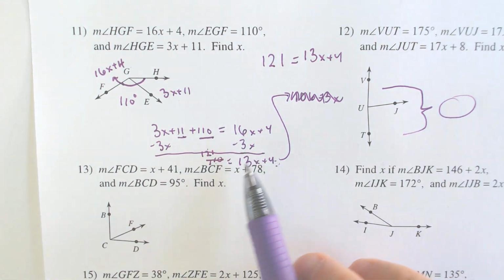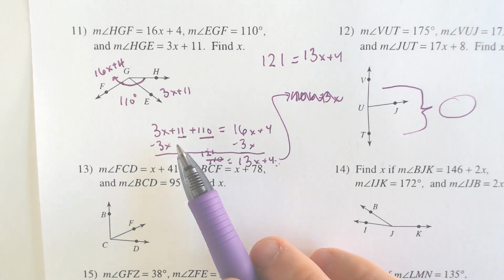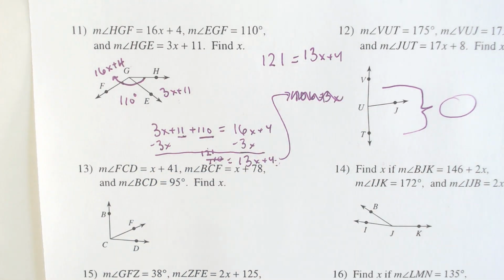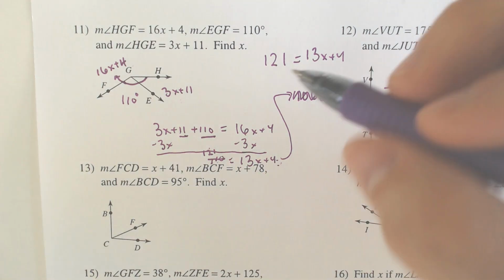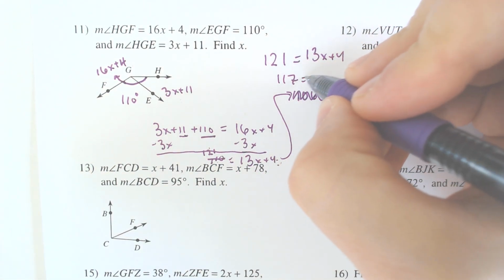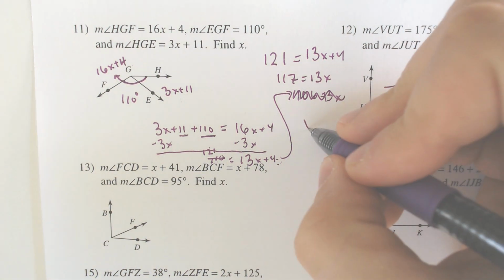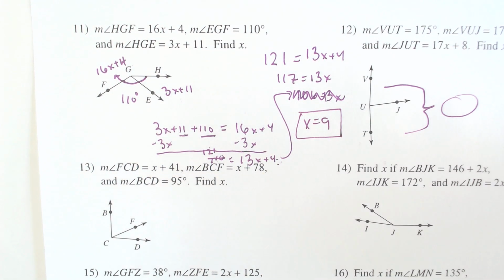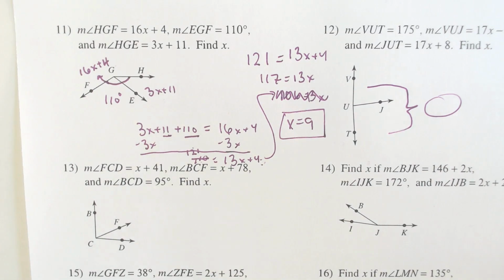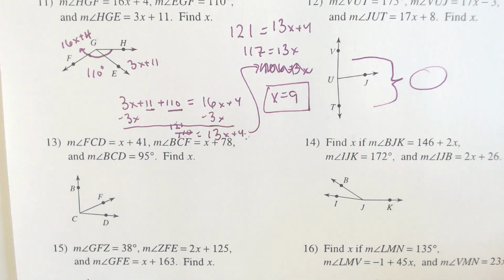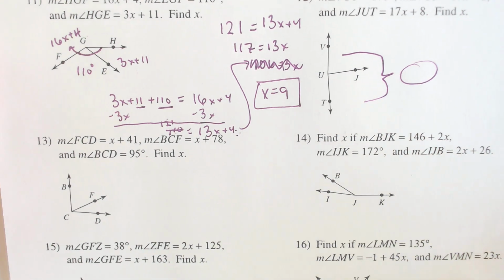It also shows that you should never do things in your head. If you try, sometimes you make mistakes. So if we subtract 4 from 121, you get 117 is equal to 13x. And when we divide that by 13, you get a real answer, the correct answer, that x is equal to 9. Luckily, you're at a stage in geometry where a lot of times things aren't decimals. So if you get a decimal, you've got a good chance of it being a mistake.